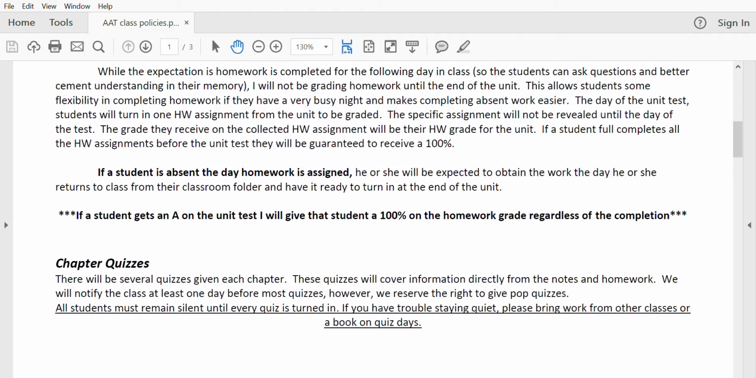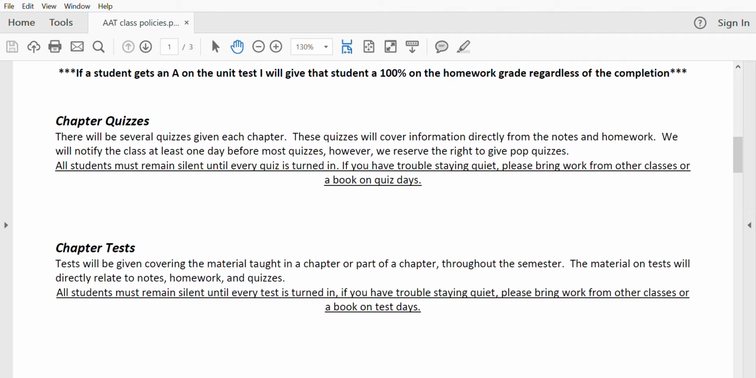All right, so moving on here, quizzes and tests, pretty straightforward. You've taken them before. Quizzes will be over smaller sets of information. Tests will be over entire units or much larger parts of a unit. They will be weighted. Quizzes will be weighted less than a test. Tests will always be worth more towards your grade than a quiz because it's covering more material.